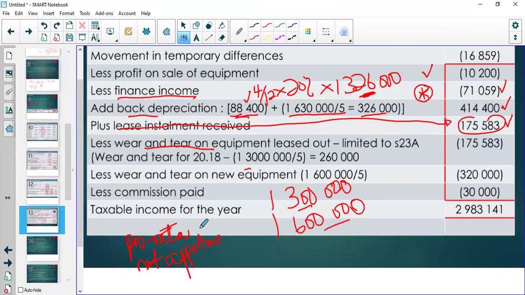Pro rata means you have to calculate the number of months something was used. If it is not going to be apportioned, even if it is used for 2 days, we claim the full amount that is required annually. In this case, the information was not given, but this is a case of manufacturing equipment, manufacturing machinery. So don't worry about that. We just assume that there's no pro rata. The information doesn't say.